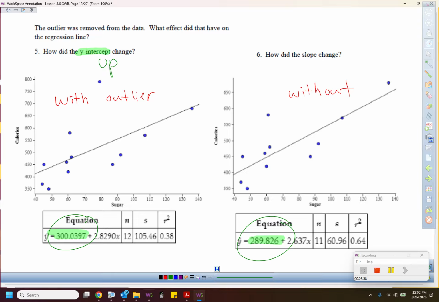How did the slope change? I would say not much. The slope was like 2.8, and then it was 2.6. Not much. Let's try the backside and see how we do.